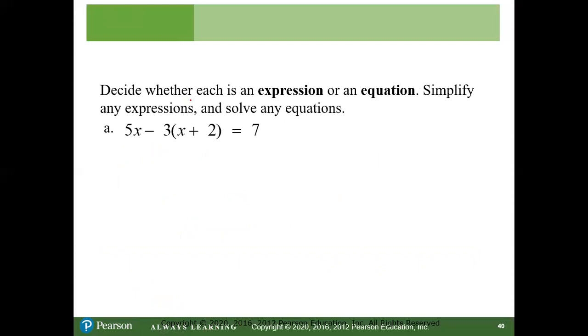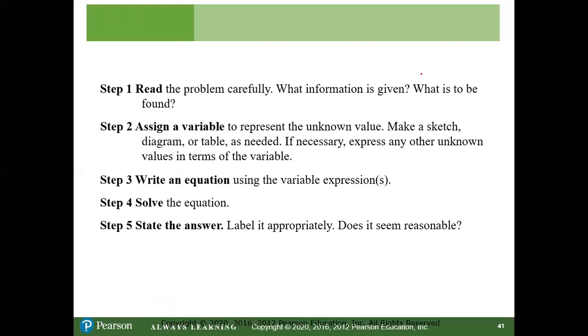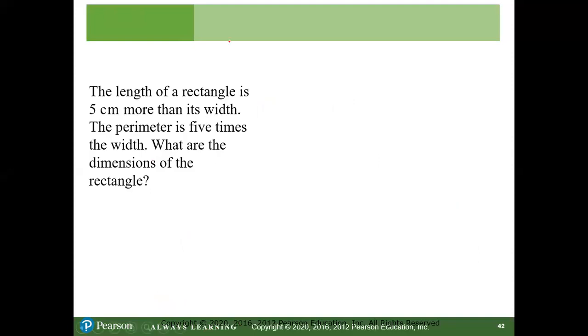All right, so again, we did this back in the last section, which says expressions versus equation. This is an equal sign here, so it's an equation. Okay, so let's take a look.